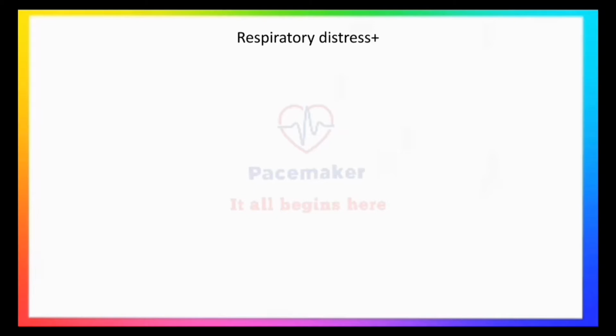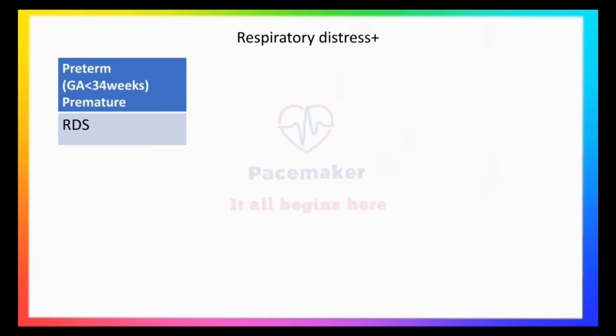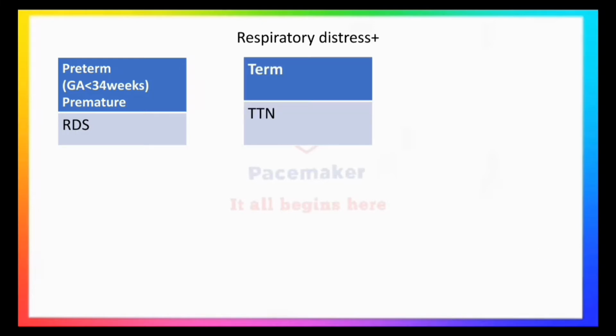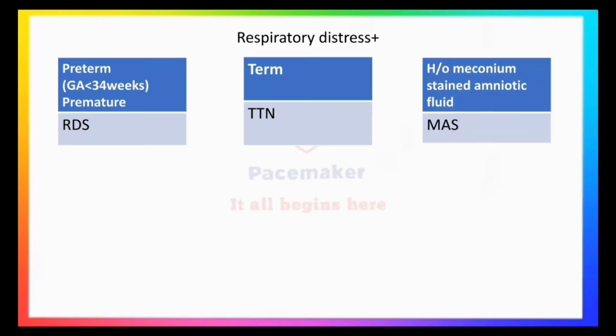How to approach a case of respiratory distress in a newborn? If the patient has respiratory distress and is preterm or premature, with gestational age less than 34 weeks, then you have to suspect respiratory distress syndrome or hyaline membrane disease. Or if the patient is term, then you have to suspect transient tachypnea of the newborn. If there is respiratory distress plus a history of meconium stained amniotic fluid, then you have to suspect meconium aspiration syndrome.